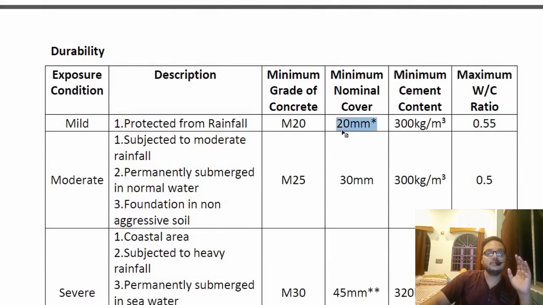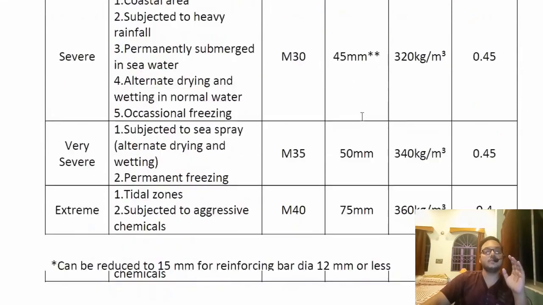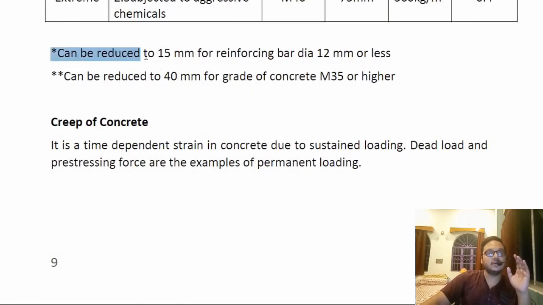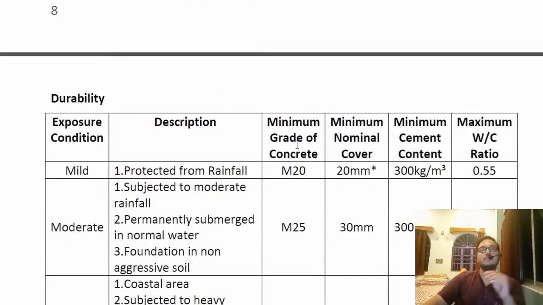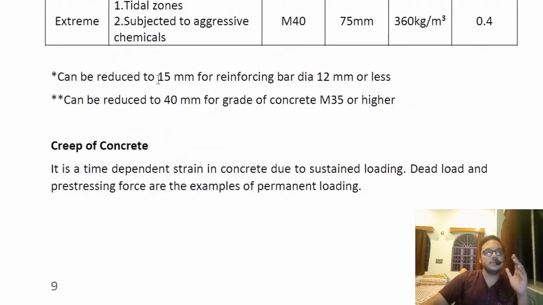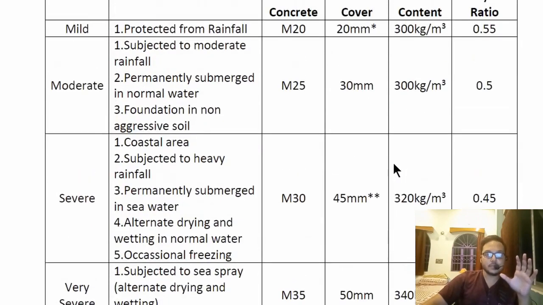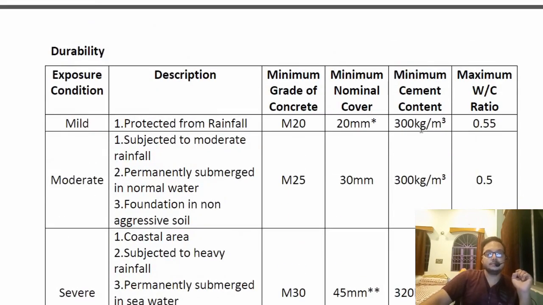So this thing is asterisk marked because it is also seen that it can be reduced to 15 mm for reinforcing bar diameter 12 mm or less. So suppose we have some reinforcing bar whose diameter is 12 mm or less. We need not provide a 20 mm nominal cover. For that, 15 mm will be sufficient for that particular concrete element, like beam, slab or column.